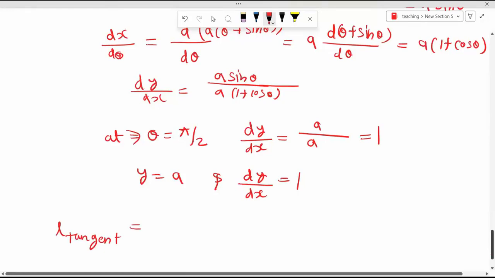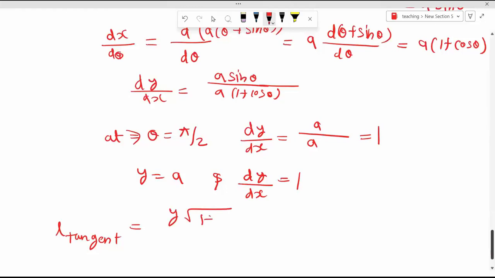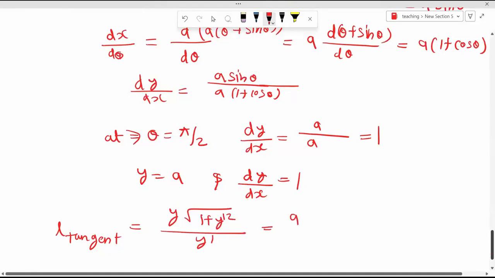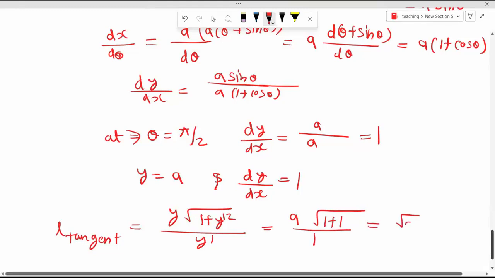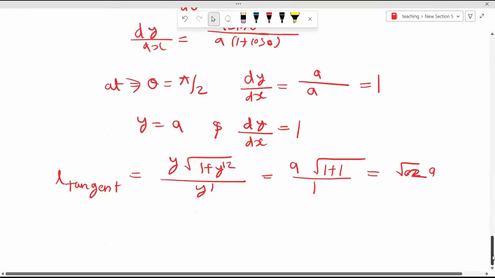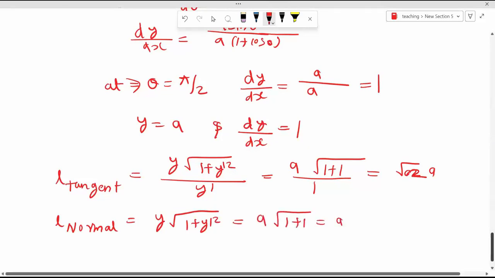Length of tangent is y under root 1 plus y dash square upon y dash, which is equal to a under root 1 plus y dash square, where y dash is 1, because dy by dx can be written as y dash, upon 1, which gives root 2a. Now we move towards finding the length of normal. The formula for the length of normal is y under root 1 plus y dash square, which is equal to a under root 1 plus 1, a root 2, which is equal to root 2a.